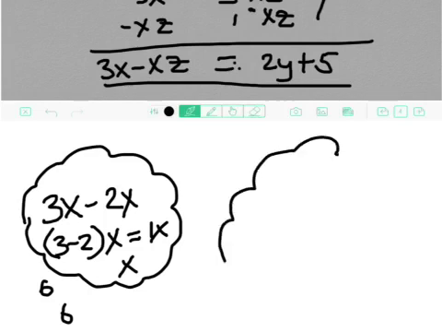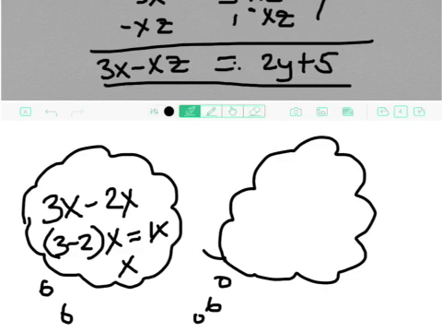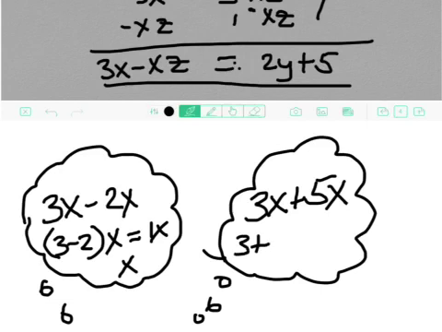Another thought bubble. What if I had any kind of situation? What if I had like 3x plus 5x, pardon me? What would I do? I would take the 3 and the 5, add those together, and then give it an x term, and I would get 8x.